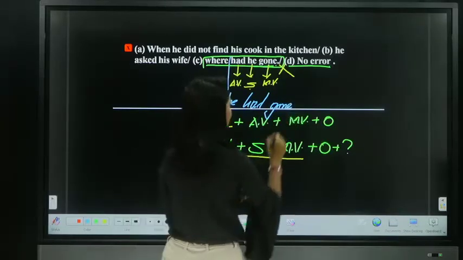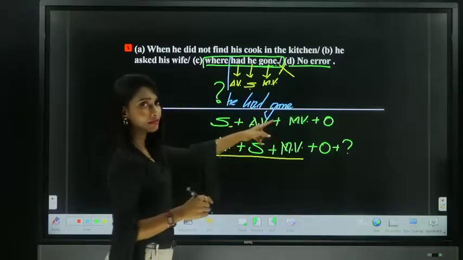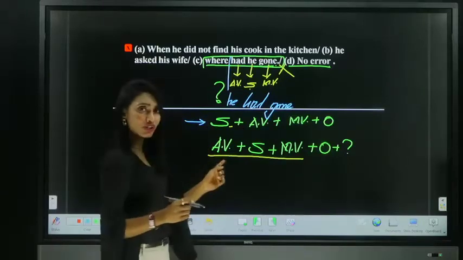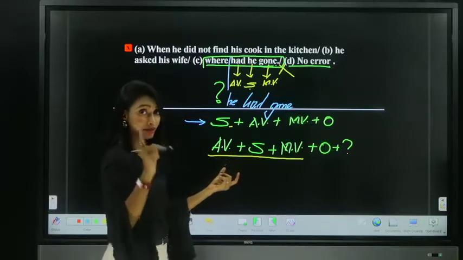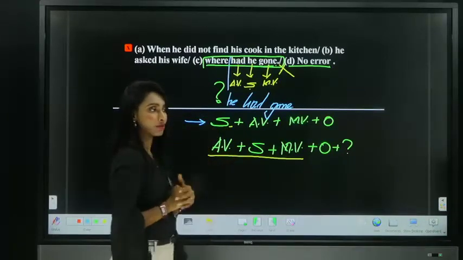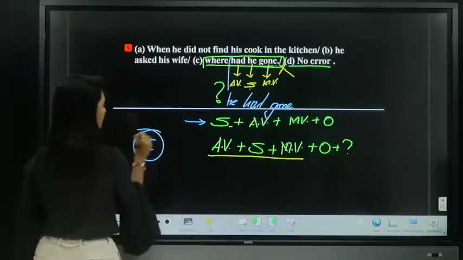Now it is in assertive formula: subject plus auxiliary verb plus main verb. It is assertive. If you want to write it as a question, write the auxiliary verb first, then the subject. But if it is an assertive sentence, you have to begin with the subject, next the auxiliary verb. I hope it is clear. So the answer is option C.